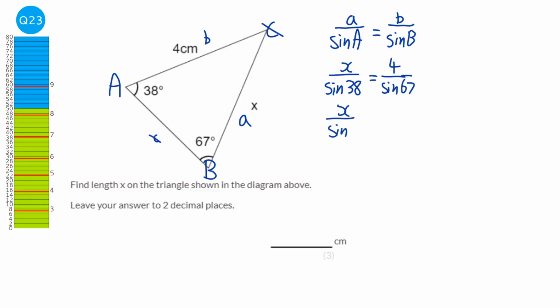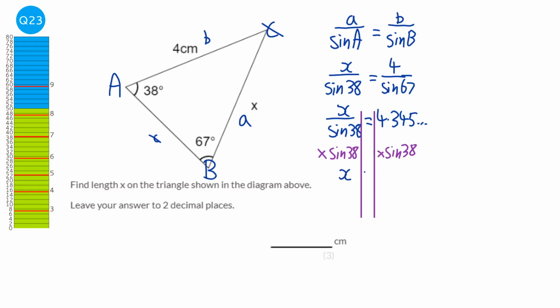Okay, let's work out what 4 over sine 67 is, and that's 4.345, and so on. So we're going to solve this. It's going to be a nice and easy solve today, because all we need to do is times both sides by sine 38. And so that will give us 2.675, and so on. And when we round that, we get 2.68.